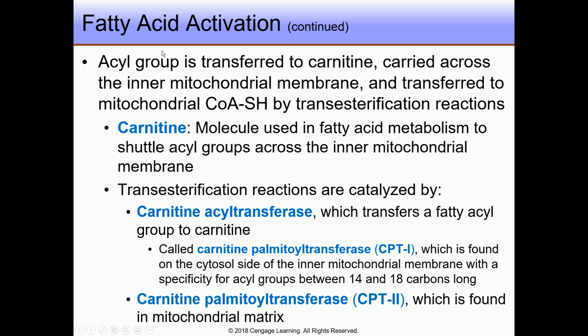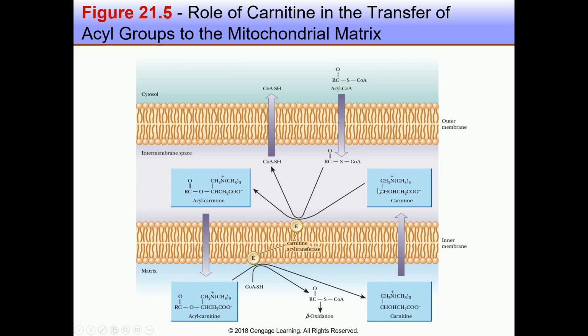So there is more info, whatever I said, it's written here. Let's quickly go over it. So acyl group is transferred to carnitine. And what is carnitine? It's a molecule used in fatty acid metabolism to shuttle acyl groups across the inner mitochondrial membrane. And the trans-esterification reactions are catalyzed by the enzyme called carnitine acyl transferase, which transfers the fatty acyl group to the carnitine. So that is what is happening here. So this group is getting combined with this carnitine, and this compound is formed.